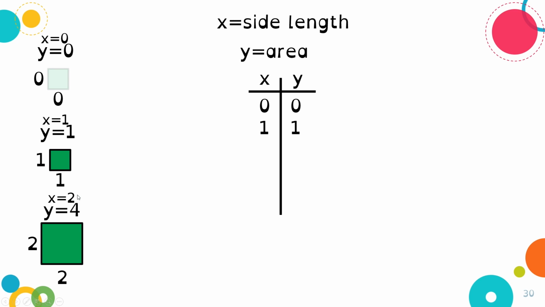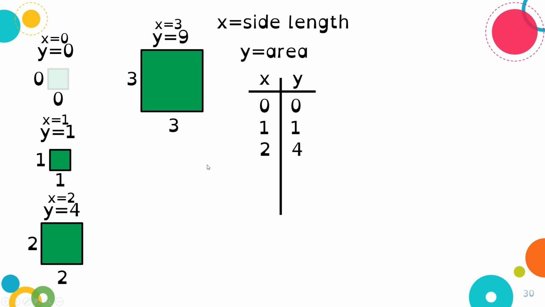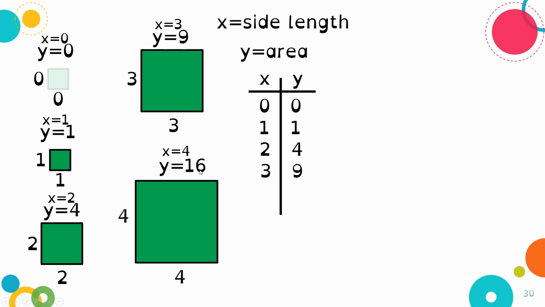If we have a side length of 2, x equals 2, then our area now is 2 times 2. So we can see that we now have 4 as our total area. If we have a side length of 3, we can see that the area of our square is 3 times 3. And so that means that we have a total area of 9. And if we have a side length of 4, we can see that 4 times 4 is equal to a total area of 16.